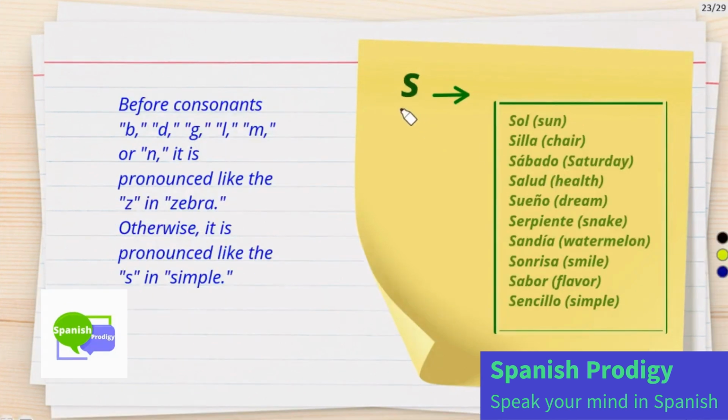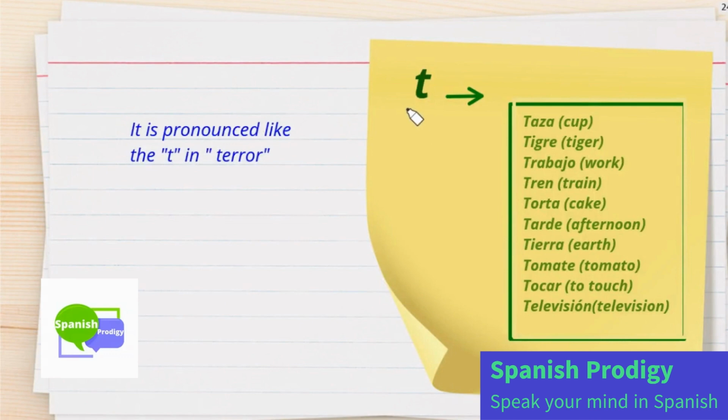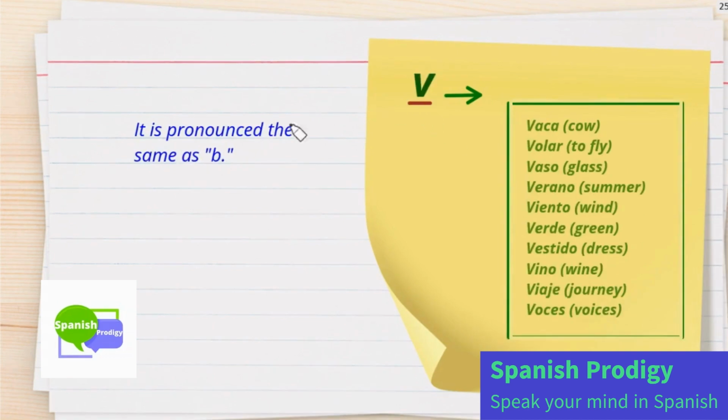Now, the letter S. Before the consonants B, D, G, L, M, or N, it is pronounced like the Z in zebra. Otherwise, it is pronounced like the S in simple. Next letter, T. It is pronounced like the T in terror. The letter V. It is pronounced the same as B.